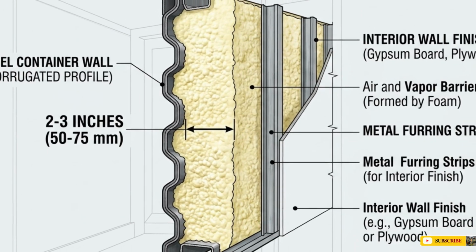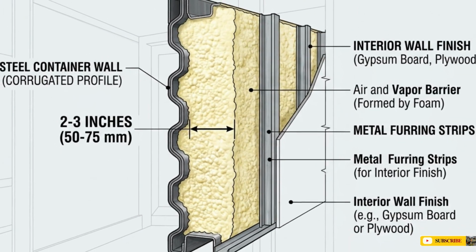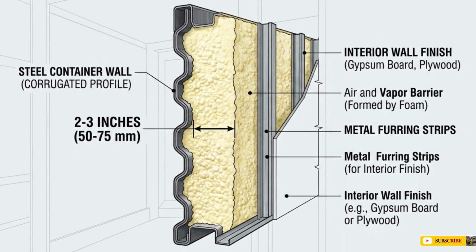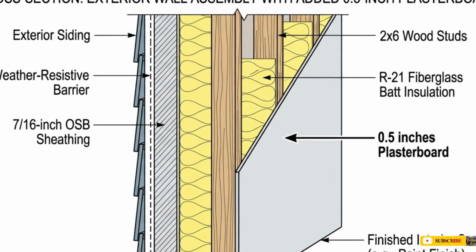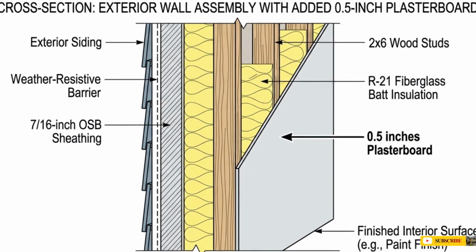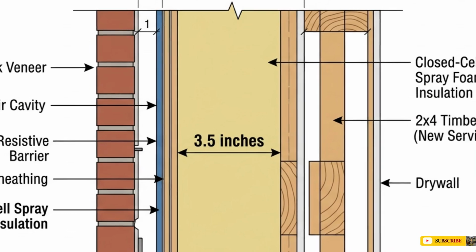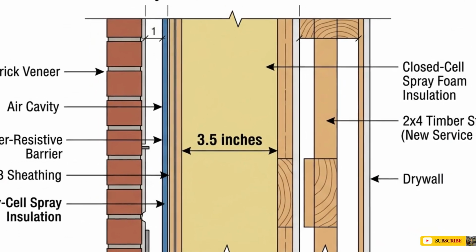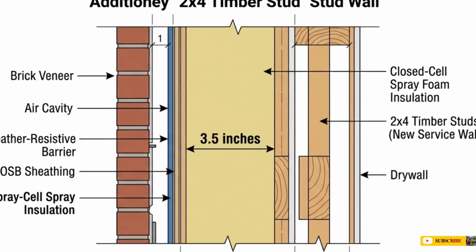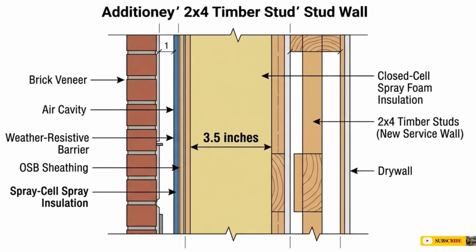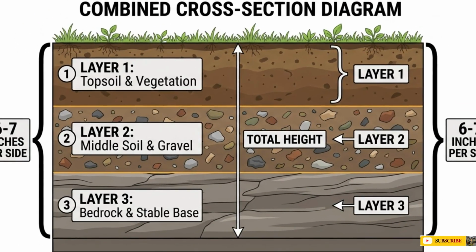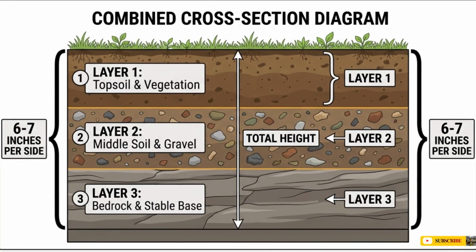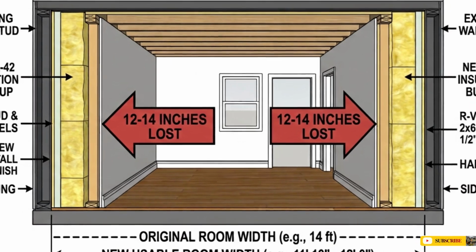The spray foam adds 2 to 3 inches per wall. The stud wall adds 3.5 inches per wall. The plasterboard adds 0.5 inches per wall. Total insulation depth per wall, 6 to 7 inches per side. Multiply that by 2 walls, and you lose 12 to 14 inches of interior width. Your 7-foot 8-inch container is now 6 feet 6 inches to 6 feet 8 inches wide on the interior.